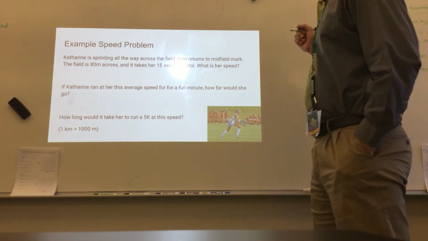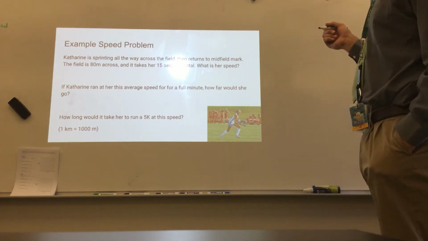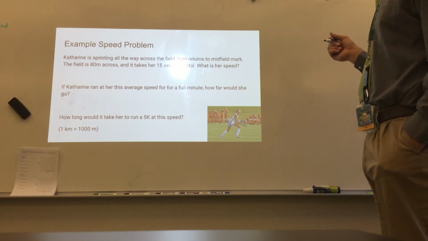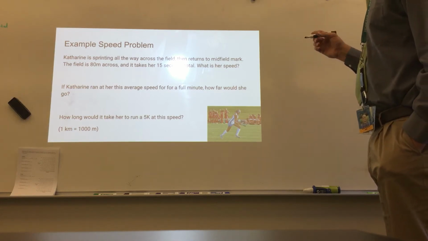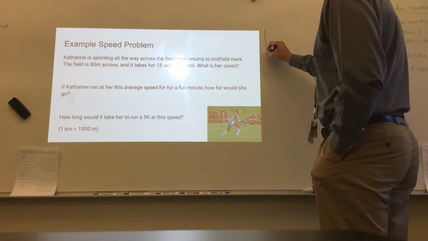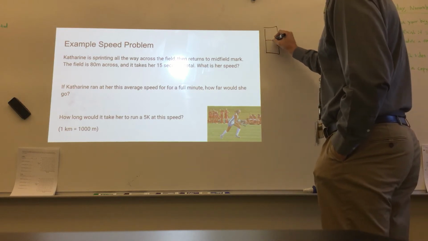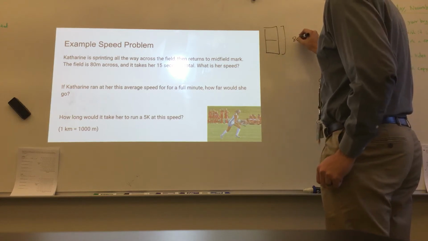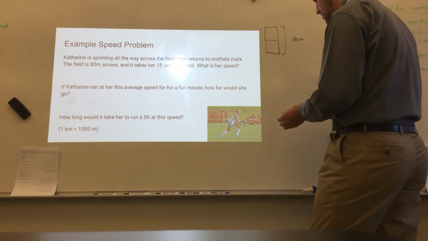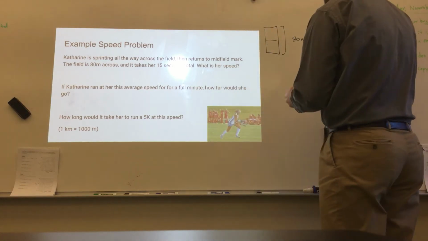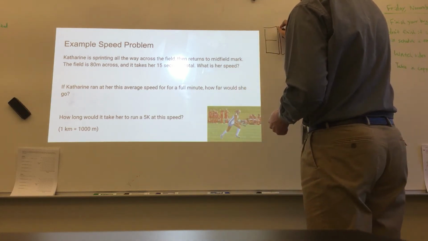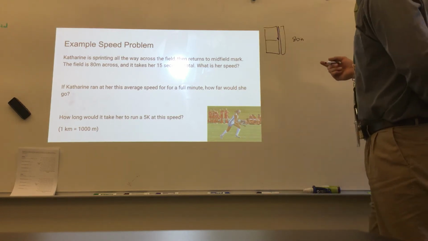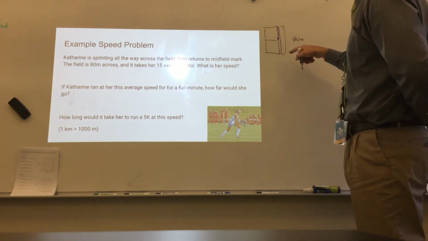So, Catherine sprints all the way across the field and returns to the midfield mark. The field is 80 meters across and it takes her 15 seconds total. What is her speed? If you want to think about that logically, it's not a bad idea to draw that out. This field overall is 80 meters, and her motion brought her that way. You'll be less likely to be tripped up if you can diagram a problem like this.